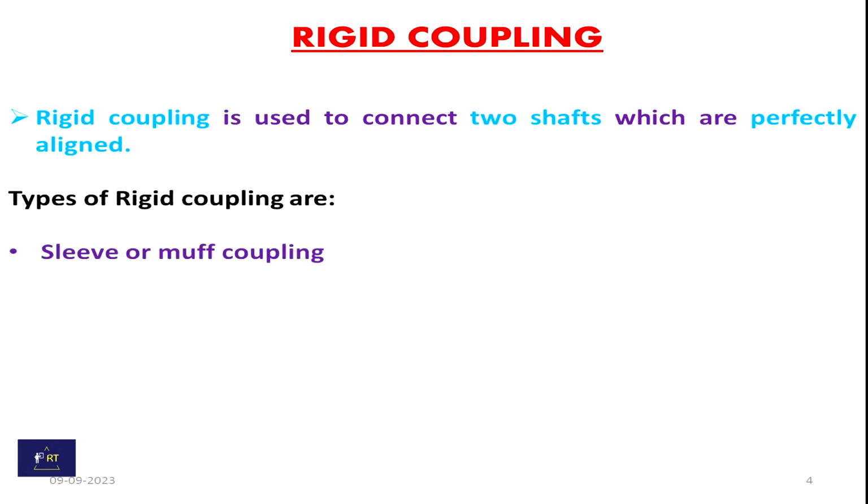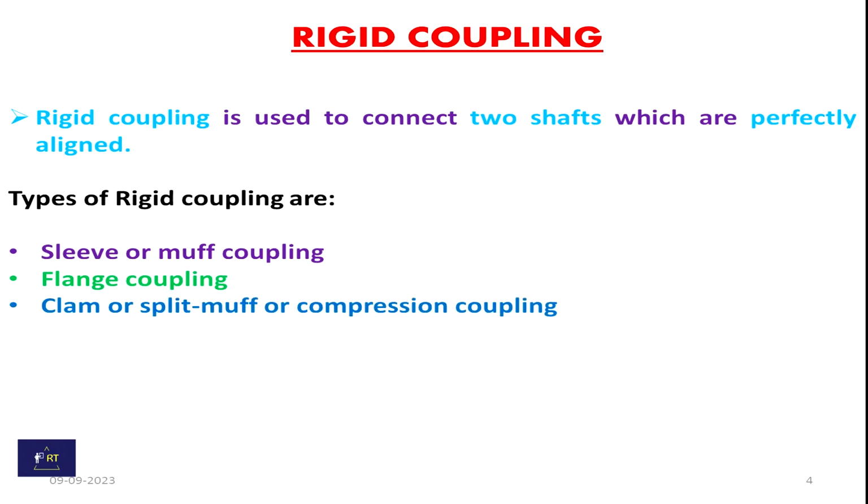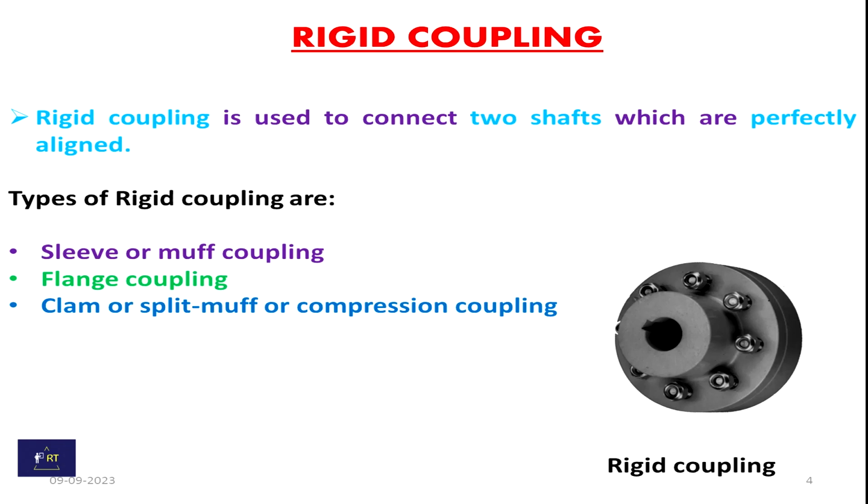Types of rigid coupling are sleeve and muff coupling, flange coupling, clamp or split muff or compression coupling. This is the image of rigid coupling.